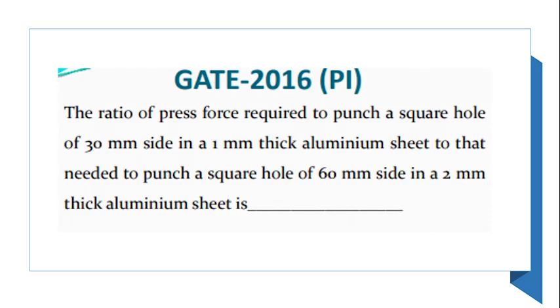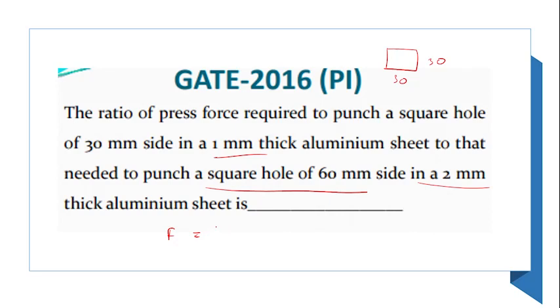Yeah, 0.25 is correct. So let's read this. The ratio of press force required to punch a square hole of 30 mm side, and the thickness is also given as 1 mm of aluminum sheet, to that needed to punch a square hole of 60 mm side, and thickness is given as 2 mm. So what is your force?